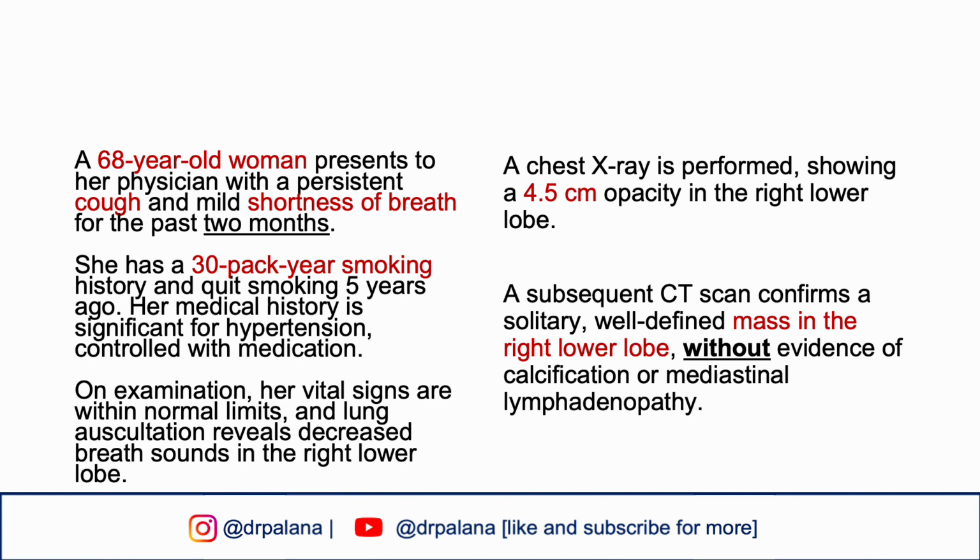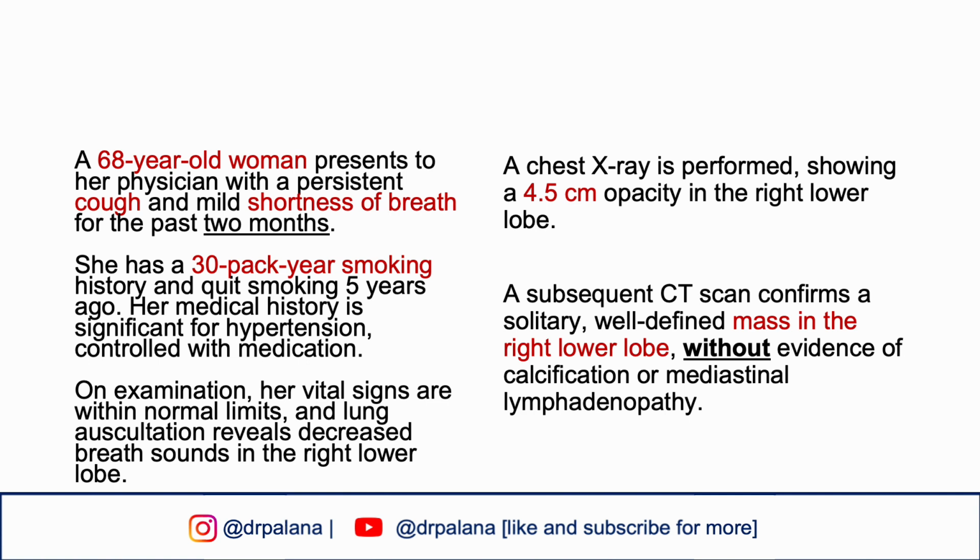A 68-year-old female presents to her physician with a persistent cough and mild shortness of breath for the past 2 months. She has a 30-pack year smoking history and quit smoking 5 years ago. Her medical history is significant for hypertension, controlled with medication. On examination, her vital signs are within normal limits, and lung auscultation reveals decreased breath sounds in the right lower lobe. A chest x-ray is performed, showing a 4.5 centimeter opacity in the right lower lobe.